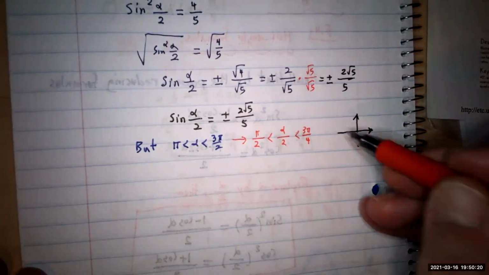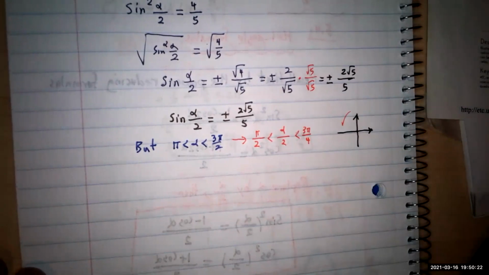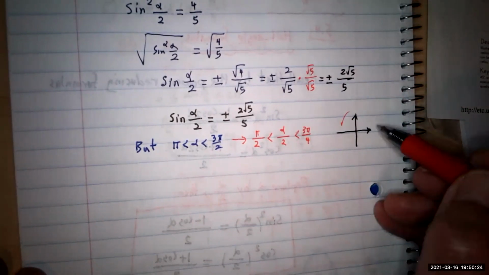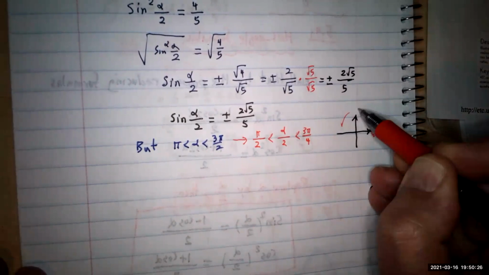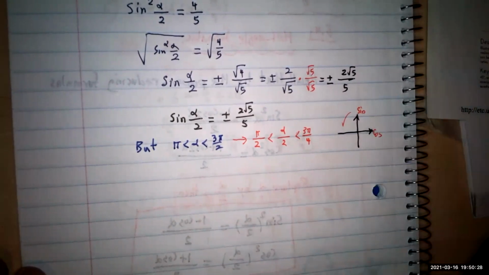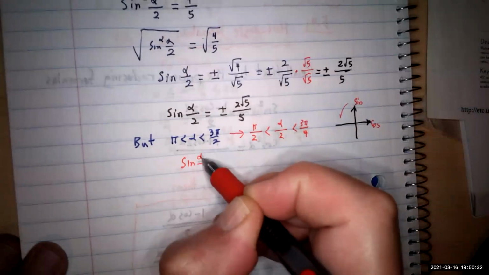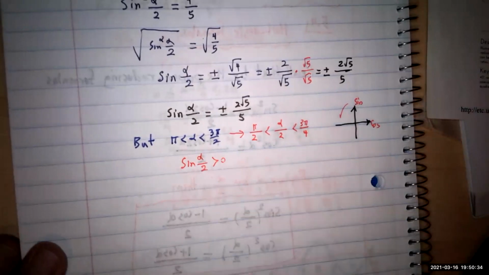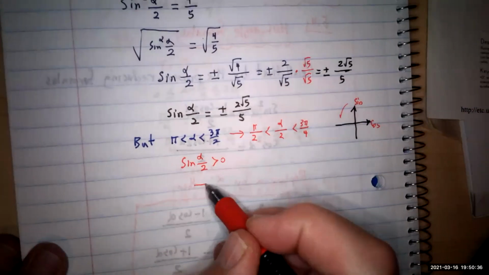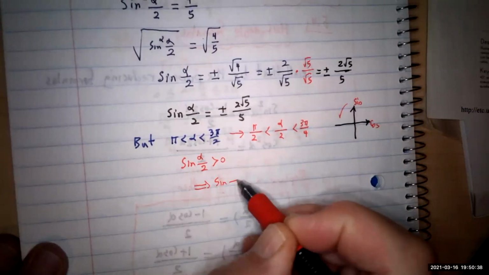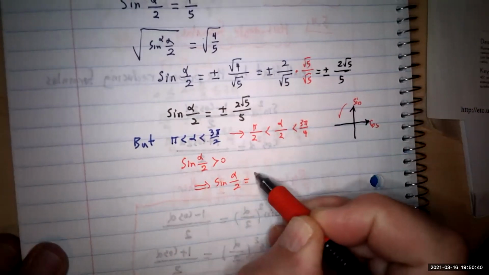That's it. You see, you got it over here, and you know that this is cosine, and this is the sine. So the sine of alpha half is positive. Since it's positive, you are going to pick the sine of alpha half to be equal to 2 radical 5/5.